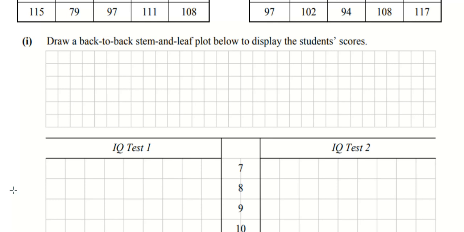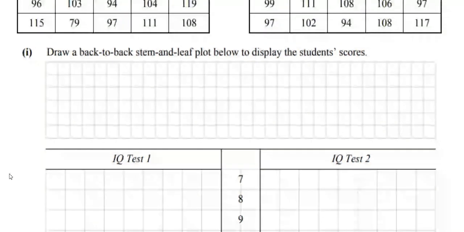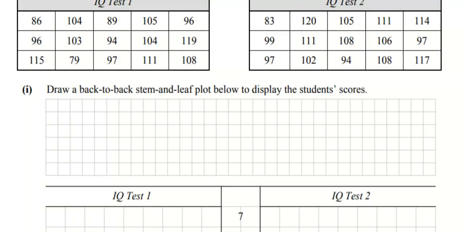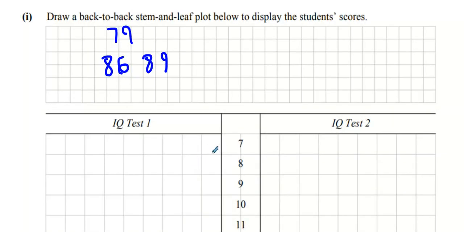Back-to-back stem and leaf plot using the following scores, all right? So let's have a look. Regards the 80s, what do I see? I see 86, 89, 86, 89. Any other 80s? I see a 79 as well. Has everybody seen that? So 79 is here, 86 is this side, and 89 is that side.